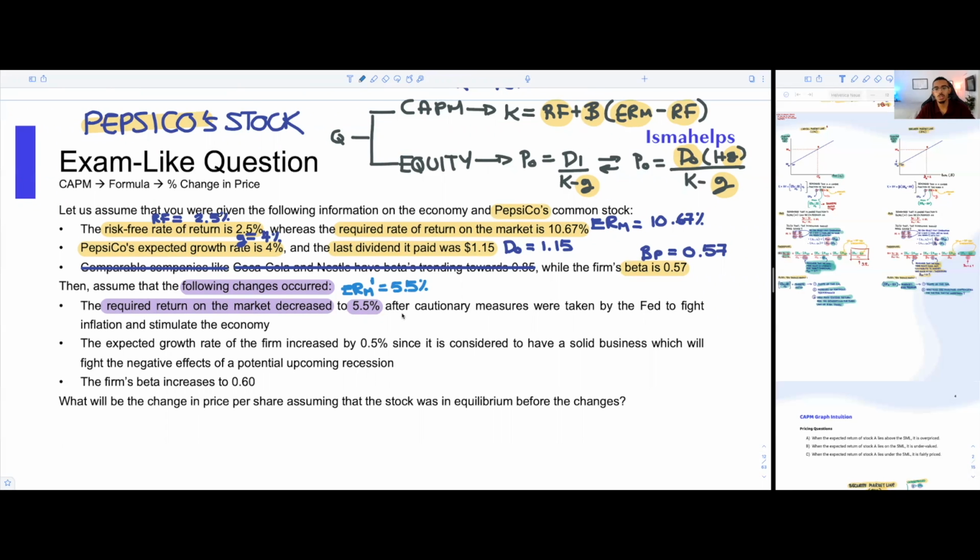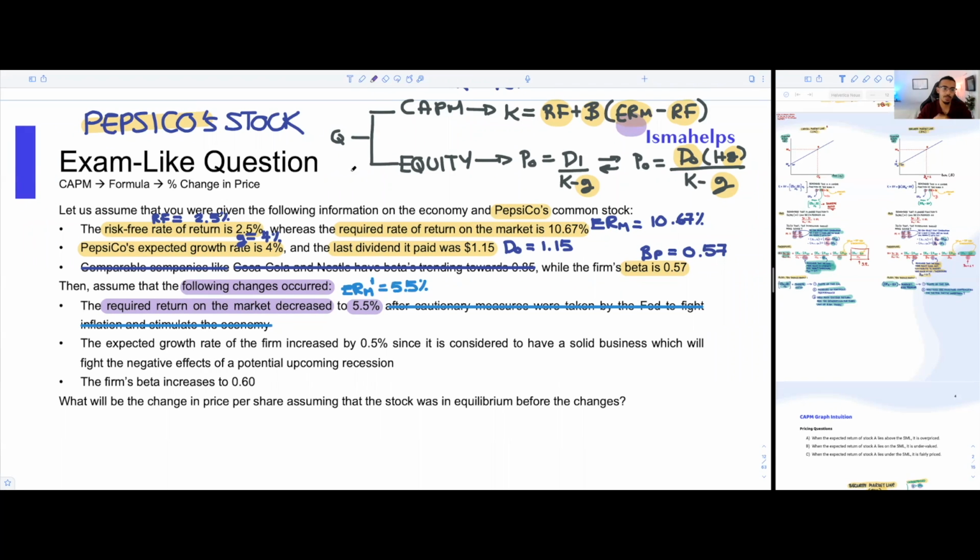Okay. And then there's some noise. They're telling you after cautionary measures were taken by the Fed to fight inflation and stimulate the economy. Now, if you remember what we said prior, this is all noise. This doesn't matter to us. You can literally run through that text. It does not matter. And another thing that I'd like to do is technically, if we look at our CAPM formula, we could highlight our CAPM formula in a different color as well, because maybe we'll have to solve for K twice, because we have two types of different inputs, right? So maybe it's kind of worth doing that. Wink, wink. Maybe it's valuable.